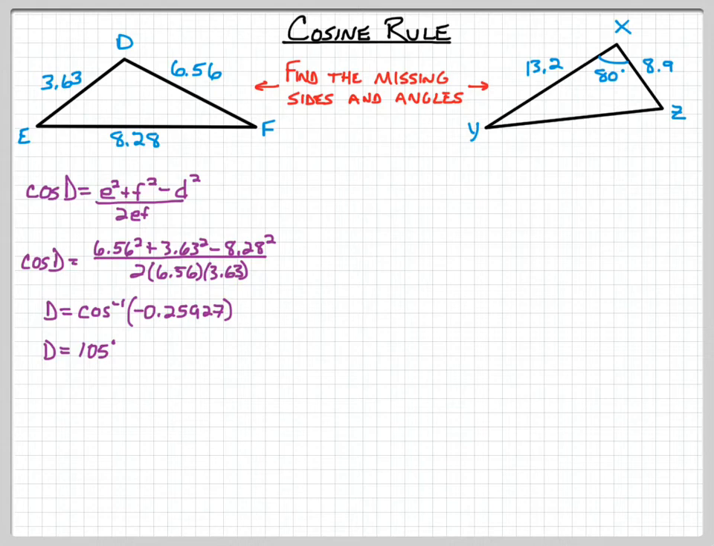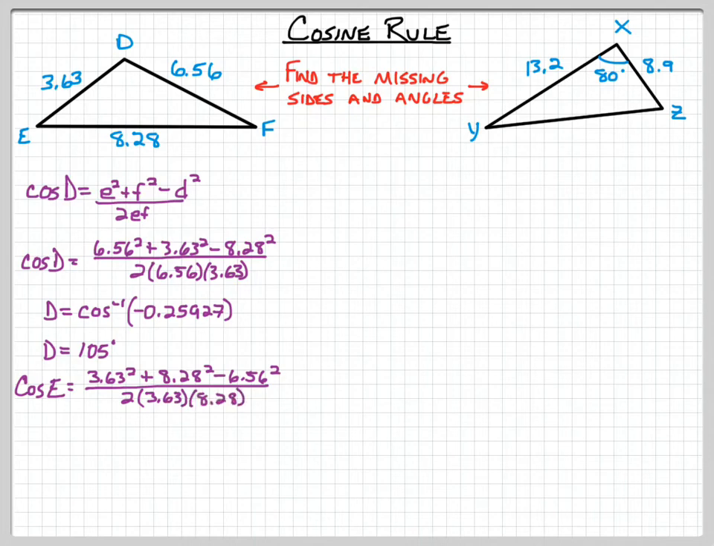So instead, I'm going to look at angle E. So we've got 3.63 squared plus, let's see, that's going to be F. So then we need to have D, which is 8.28 squared, minus E, which is 6.56 squared, divided by D times F, so 3.63 and 8.28.